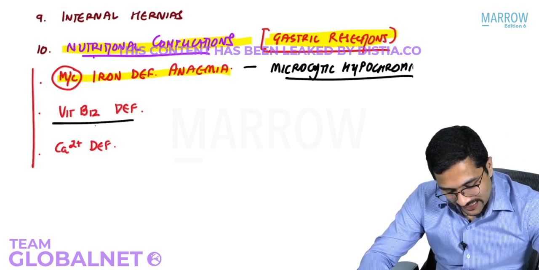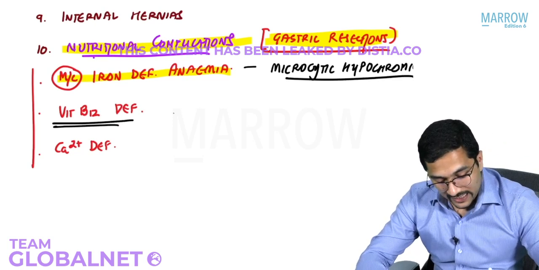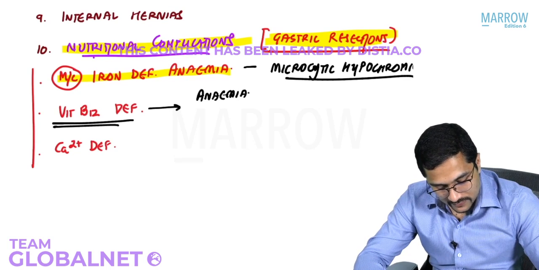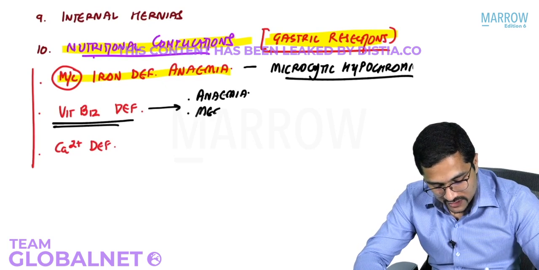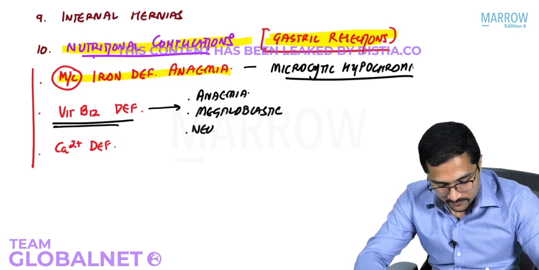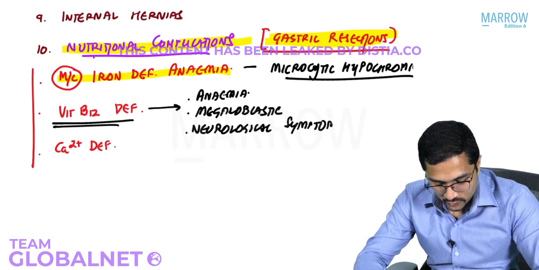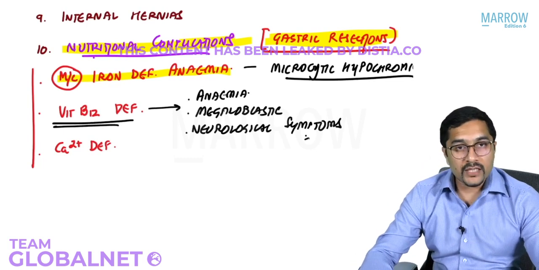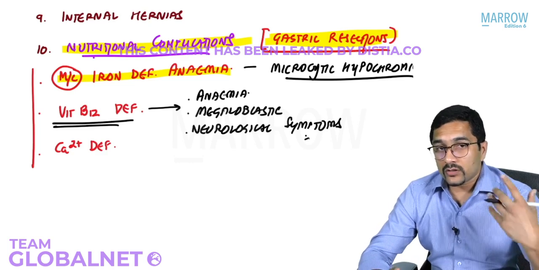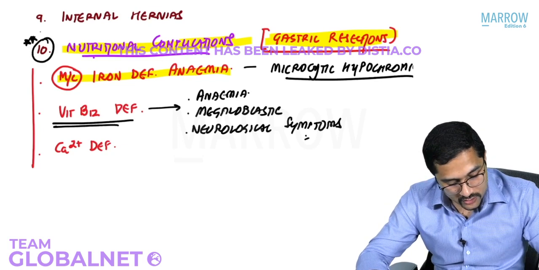In the FMG exam, they had asked that a patient undergoes bariatric surgery and the patient is anemic. The patient has anemia, but it is a megaloblastic picture, and neurological symptoms are also seen. So there the answer was vitamin B12. So such clinical stems can also be asked. This I've also covered in bariatric surgery. So you should definitely know about these nutritional complications.